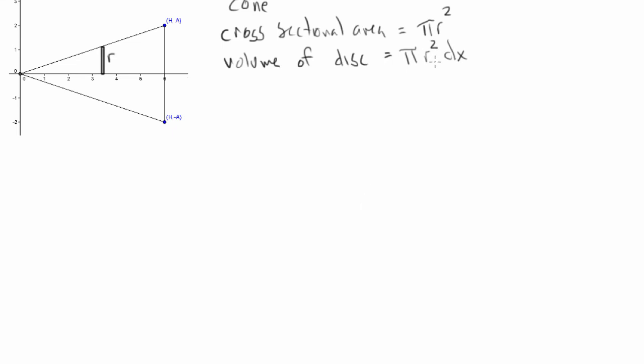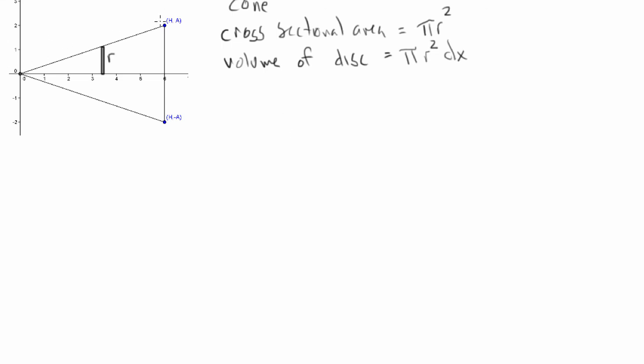We don't want to actually integrate, though, r squared dx. Those aren't the same variable. And the radius changes as x changes, so it is a function of x. So we need to find out what r is equal to.